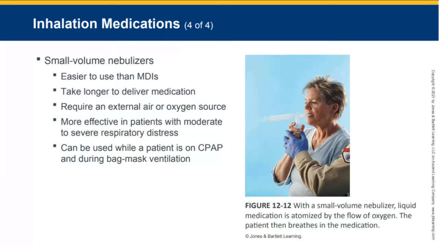All right, small volume nebulizers. They are much easier to use than the metered dose inhalers, but they take a longer time to deliver the medication, and of course they require an external air or oxygen source. It can be more effective than a metered dose inhaler in patients with moderate to severe respiratory distress. It can also be used when a patient is on CPAP and during bag mask ventilation. It can easily be adapted to a non-rebreathing mask.